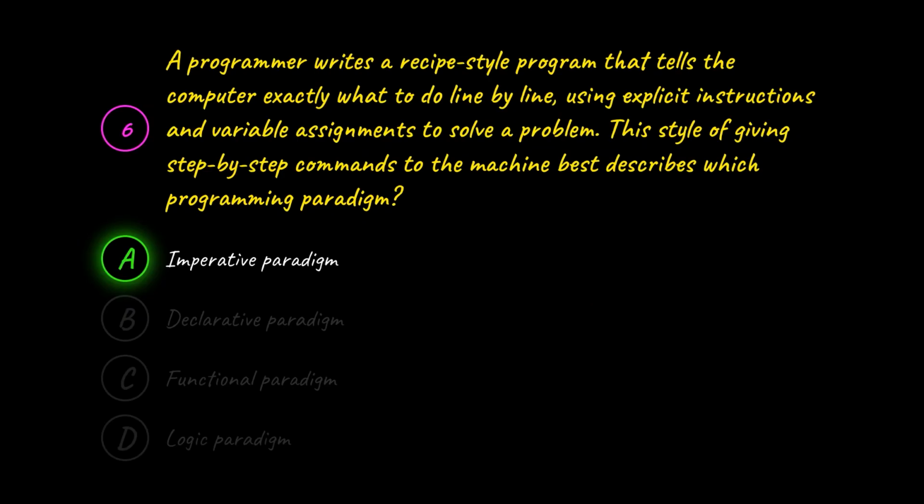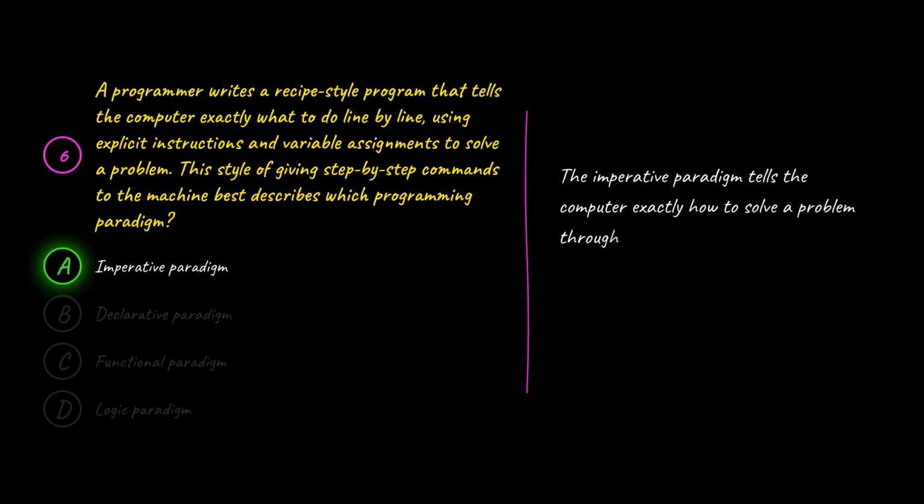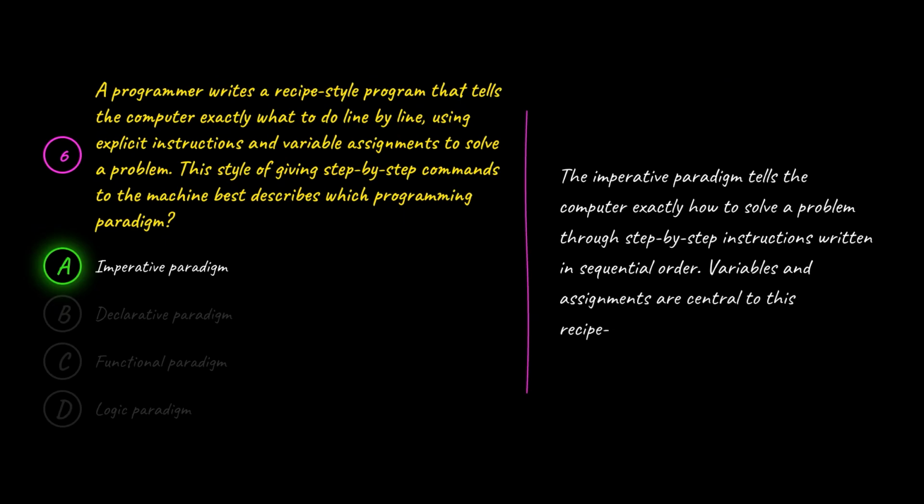The correct answer is A. Imperative paradigm. A is correct because the imperative paradigm tells the computer exactly how to solve a problem through step-by-step instructions written in sequential order. Variables and assignments are central to this recipe-style programming approach.